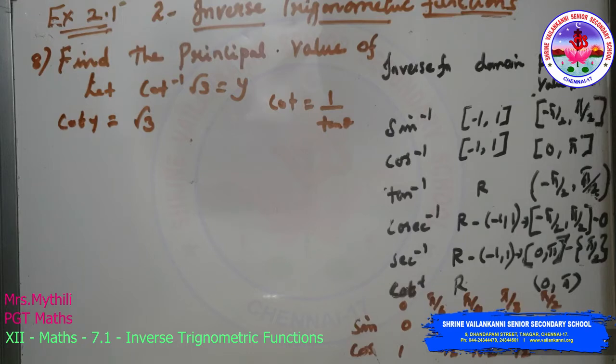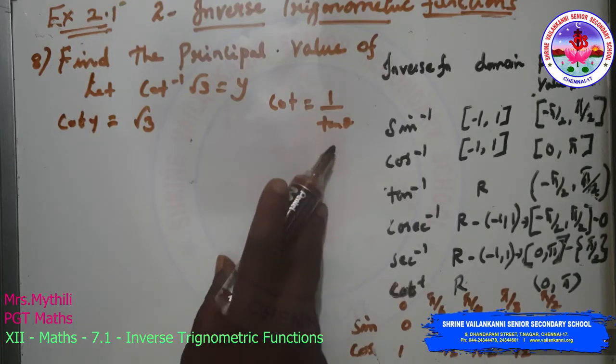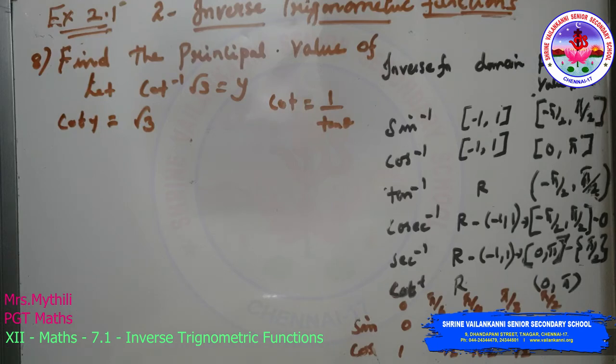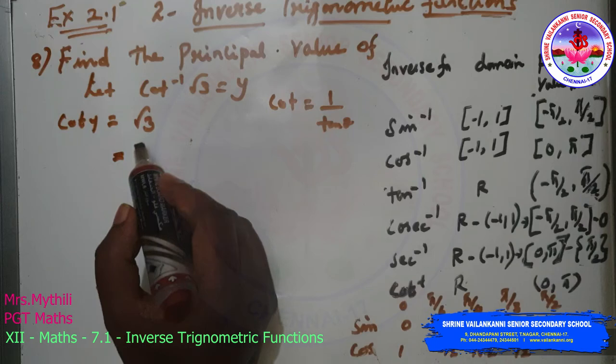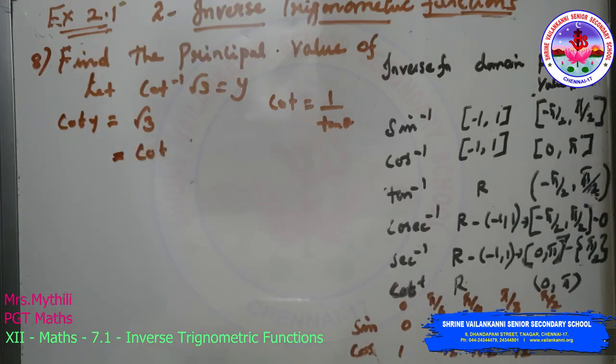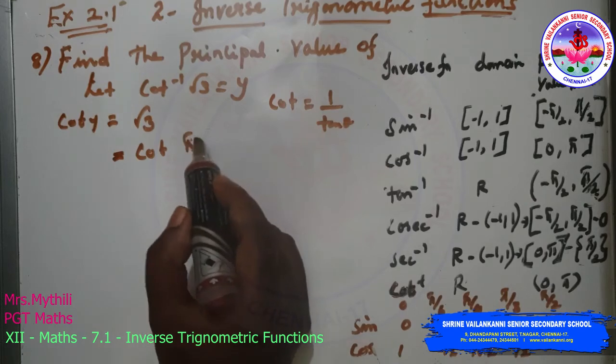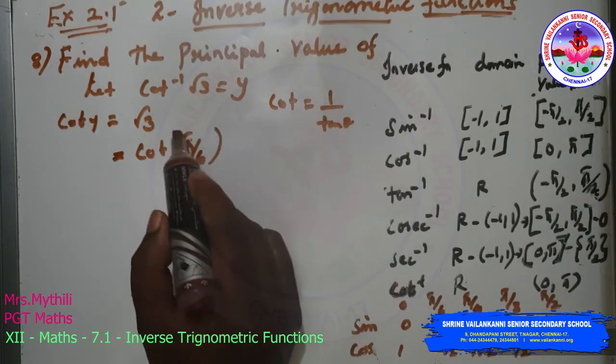Eighth one, find the principal value of cot inverse of root 3. Let cot inverse of root 3 be y, so cot y equals root 3. Cot is 1 by tan, the reciprocal of tan is cot, so this is equal to cot pi by 6.